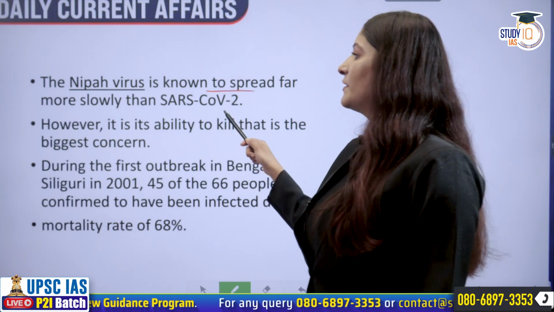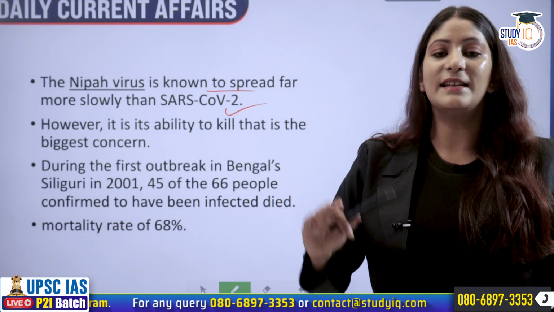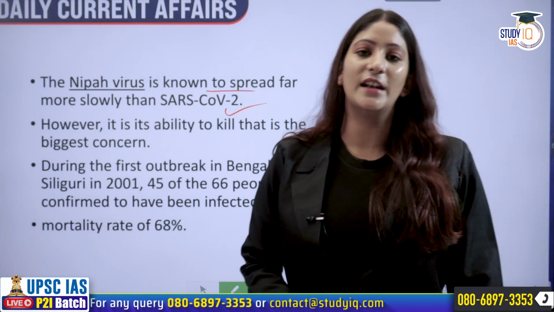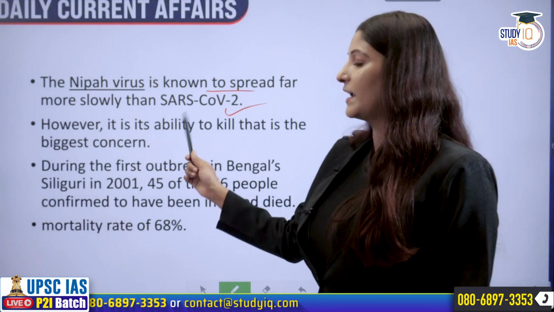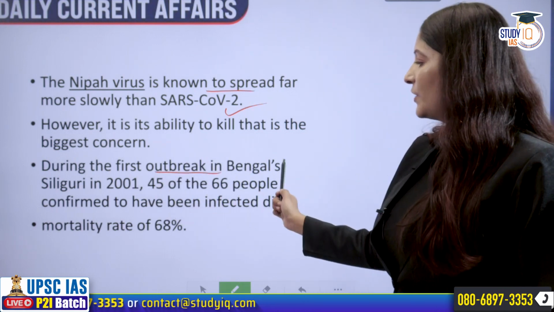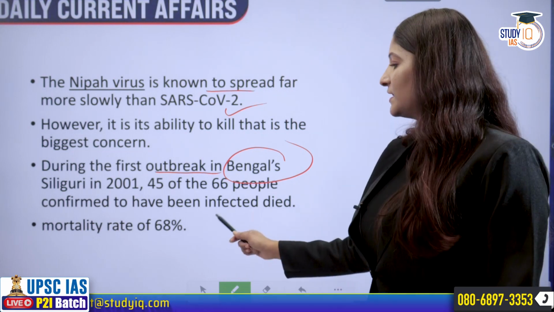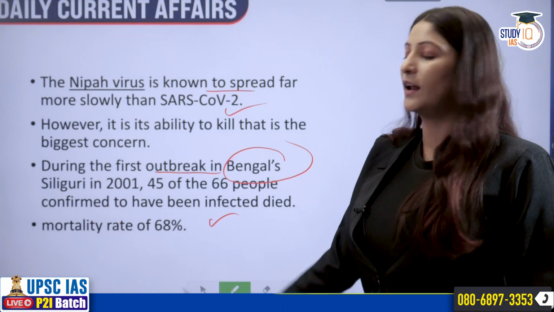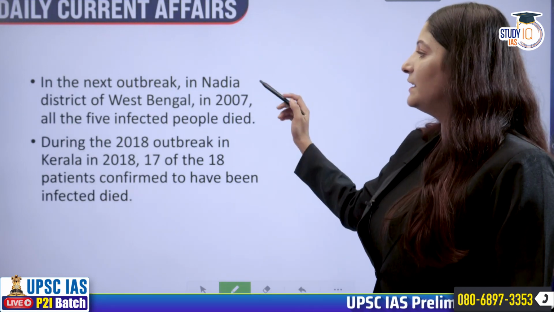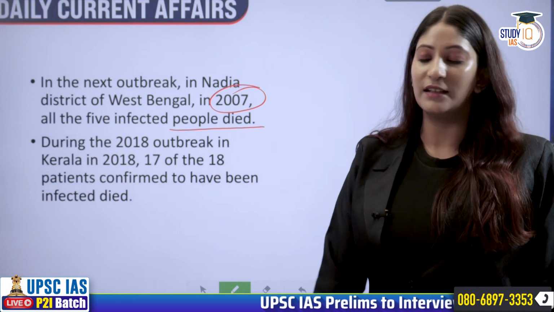It is known to spread far more slowly than SARS-CoV-2, but the case fatality ratio and the severity of the disease is very high. Also, we do not have any vaccination as of right now. During the first outbreak in Bengal, Siliguri in 2001, 45 out of 66 were confirmed to be dead. That means the mortality rate was 68%. In the next outbreak in Nadia, all the 5 people who were infected died.